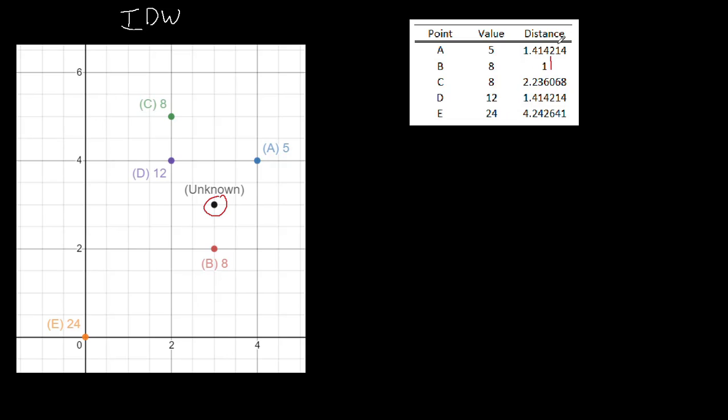So the first thing that we need to do is recap what IDW is, right? So IDW for this unknown point, I'm going to call this Z sub U. The Z value for this U is going to be equal to the sum of the weights for the ith point times the Z value, that's this part here, divided by the sum of the weights.